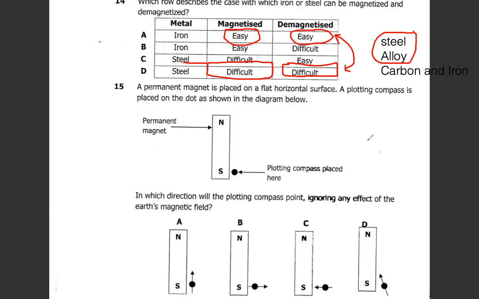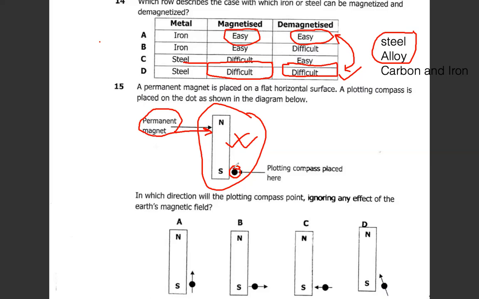And speaking of magnetism, 15 also is talking about magnetism. A permanent magnet is placed. So this is a magnet. I was talking about plotting of a magnetic compass. A permanent magnet is used because it doesn't lose its magnetic property that easily. So they put a permanent magnet flat on the surface, and the plotting compass is plotted on the dot as shown in the diagram. So this is the permanent magnet that we have here, and we have the compass which is plotted here.